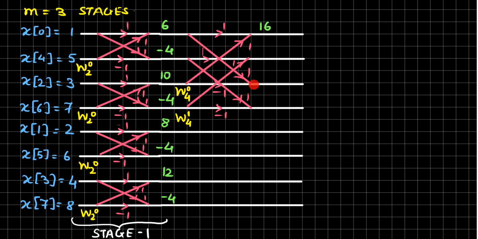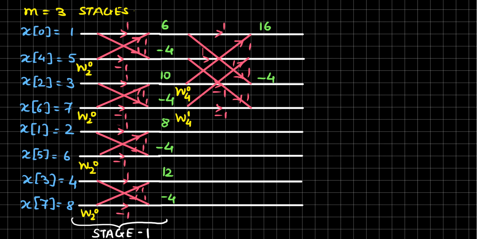And another point of the same butterfly structure would be this 6 minus 10 into W4 to the power 0. So it would be 6 minus 10, that comes out to be minus 4. So the value that we obtain here is minus 4. Similarly, the point here can be obtained as minus 4 plus minus 4 into W4 to the power 0.